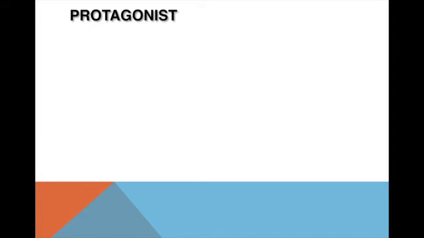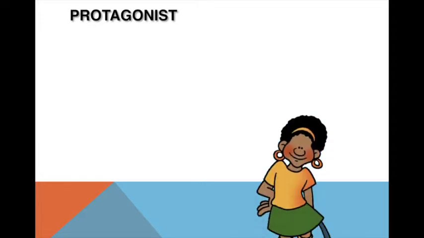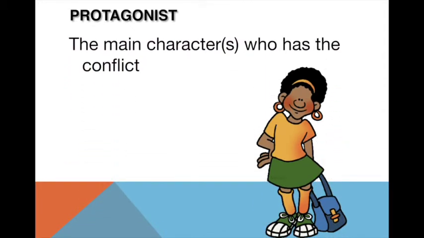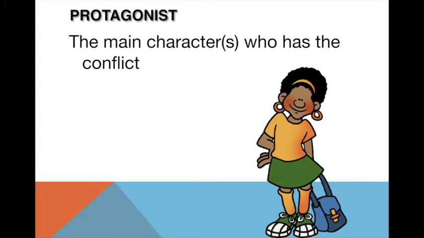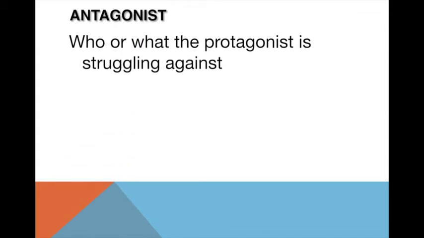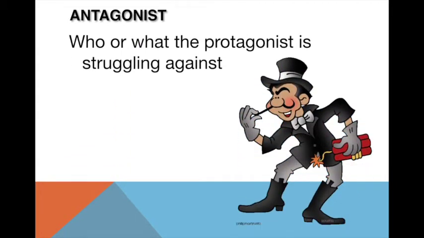In every story, there's usually a protagonist. Here we go. The protagonist is the main character who has the conflict. Usually it's the good guy, not always, but mostly. Then we also have the antagonist. Anta means against in Latin, so maybe that's a useful way to remember. It's who or what the protagonist is struggling against. Ooh, it's a bad guy.